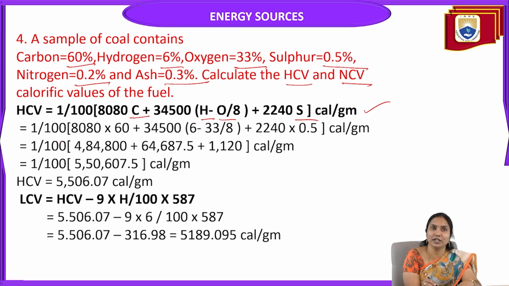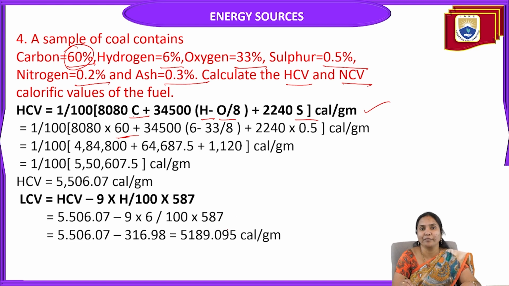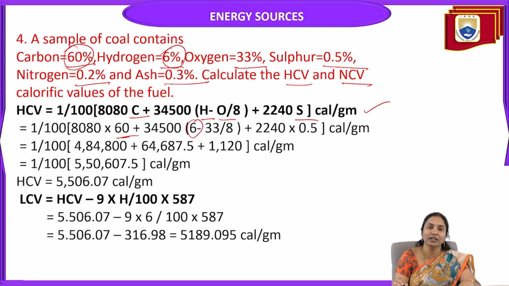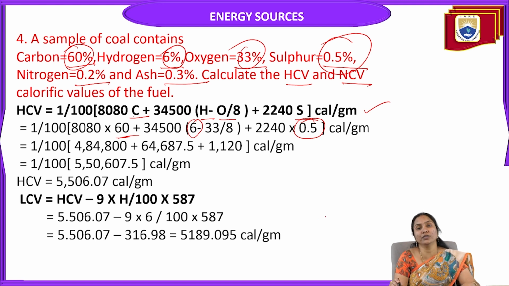After substitution we get 1 by 100 into 8080 into 60, the percentage of carbon present in fuel, plus 34,500 into 6, the percentage of hydrogen, minus 33 by 8, where 33 is the oxygen percentage, plus 2,240 into 0.5, the percentage of sulfur in fuel. Nitrogen is also present, but it is undesirable because it does not contain any calorific value.